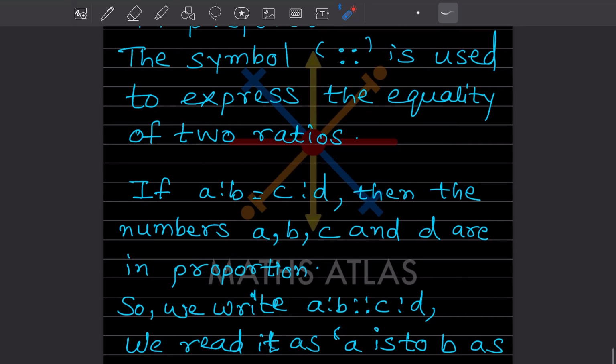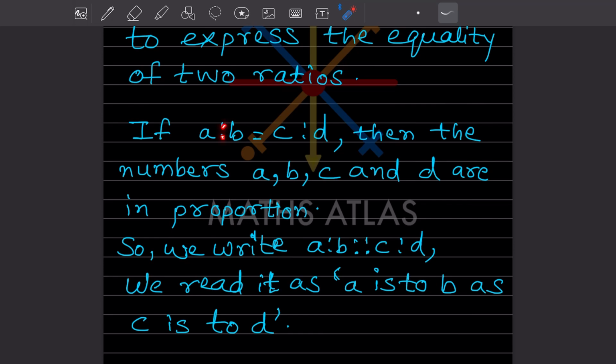Now see here, if A is to B is equal to C is to D, then the numbers A, B, C, D are in proportion. We can also write this equality as these four dots. We read it as A is to B as C is to D, or we can say A is to B is equal to C is to D. Anyways, you can read it.